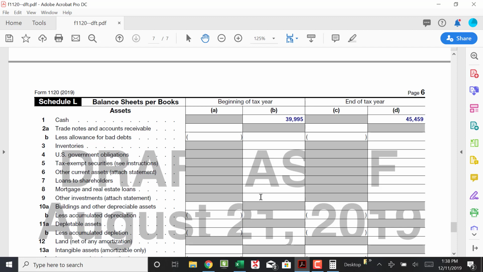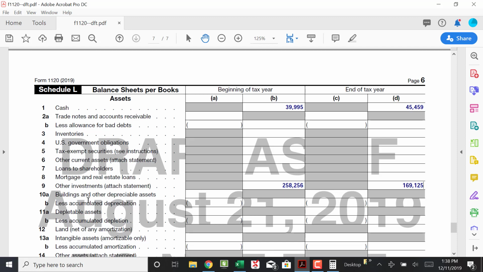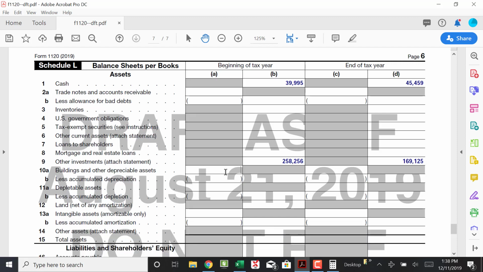So that's their investment line, 258,456. You would attach a statement that would just say the type of investments, like is it a company that they're invested in? Is it publicly traded stock? They just want to know if there's multiple things in here, since it is an other line, that you give them the detail.